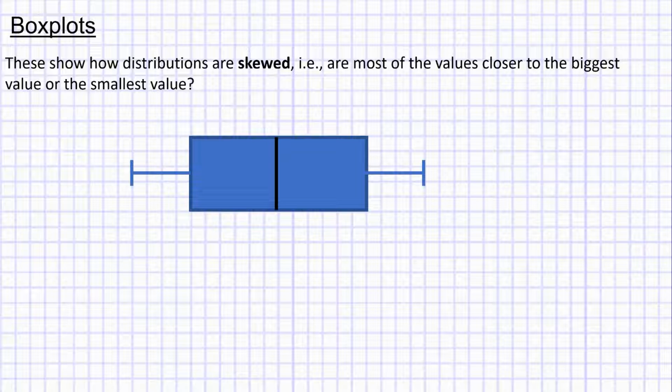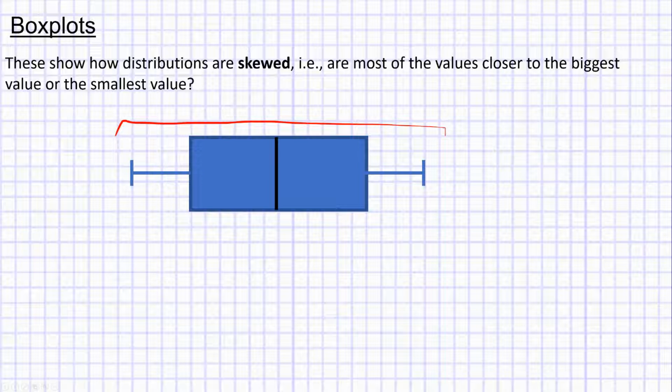Boxplots are a way of showing how a distribution is skewed, similar to cumulative frequency graphs. Essentially, they tell us whether most of the values are closer to the upper end of the distribution or the lower end. So here's a couple of examples. This box plot is basically neutral. This is a distribution with no skew whatsoever, really. The median is right in the middle, where the mean is.